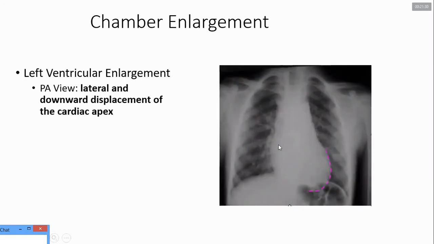Now, left ventricular enlargement. In left ventricular enlargement on PA view, we have already discussed that the apex of the heart is displaced inferiorly, while in right ventricular enlargement, the apex of the heart is displaced upward. So this is the main difference between left ventricular enlargement and right ventricular enlargement in PA view.